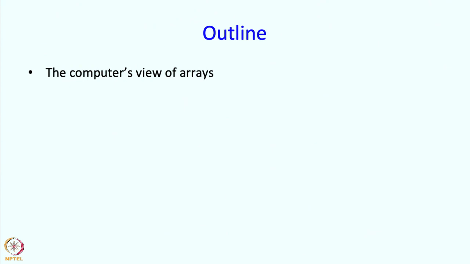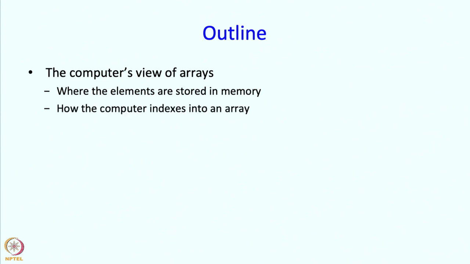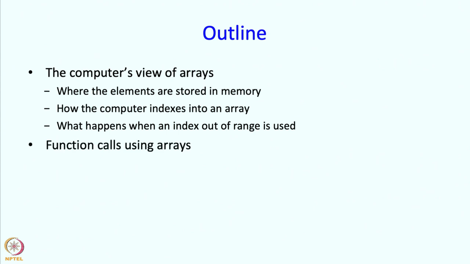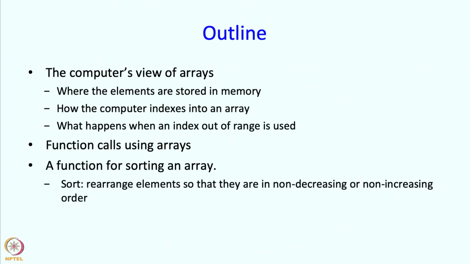Now in this lecture sequence, we are going to look at how the computer, or how C++, views arrays. What exactly happens when we do array operations? For example, where are the elements stored in memory? How does a computer index into an array? And what happens if you give an index out of range? Then we are going to talk about how function calls can be made on arrays, and we will talk about a function for sorting an array. By sort, I mean rearrange the elements so that they are in non-decreasing or non-increasing order. The order that we are going to use is going to be non-decreasing.